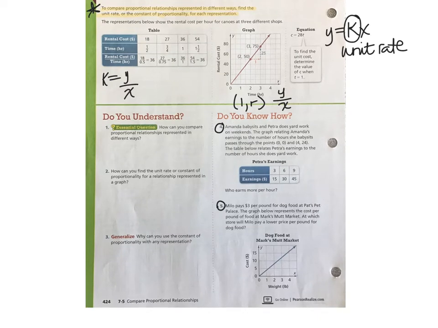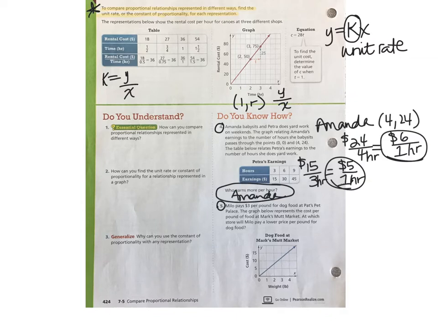Next, I'd like for you to try to solve questions 4 and 5. Come back and check your answer and listen to the explanation in case you make a mistake. Then we'll go on and try some additional problems together. In question 4, Amanda's unit rate is $6 per hour. According to the table, Petra's earnings are $5 per hour, so Amanda earns more per hour.